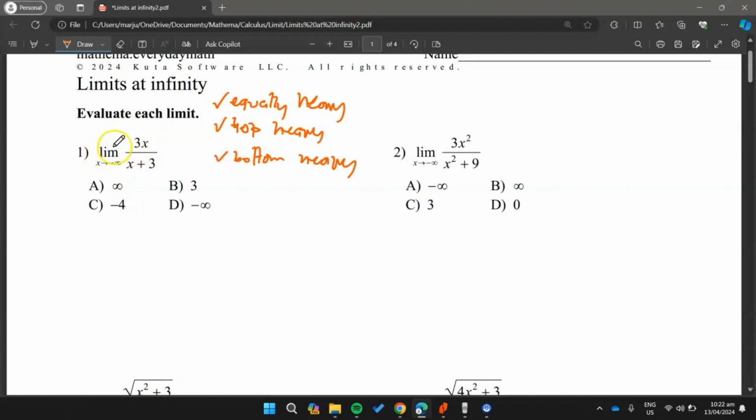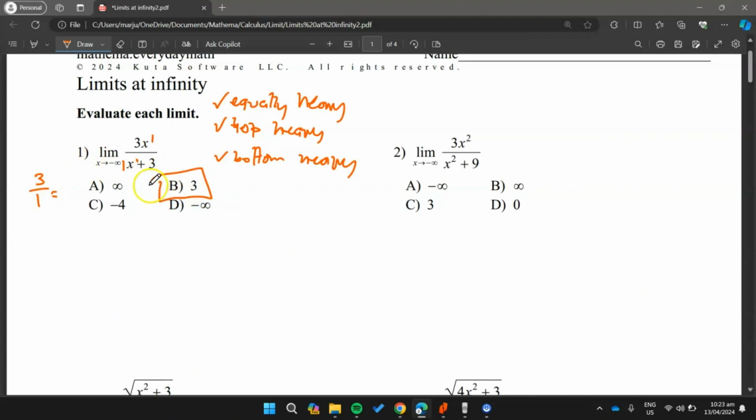So look at this limit, 3x over x plus 3, as x approaches negative infinity. Now, if you can see here, the highest degree is 1. So we have 1 and 1. We are just going to focus on the highest degree and disregard the rest. Then we divide the numerical coefficients of that highest degree. So we have 3 on top and 1 at the bottom. Therefore, your limit will approach positive 3.